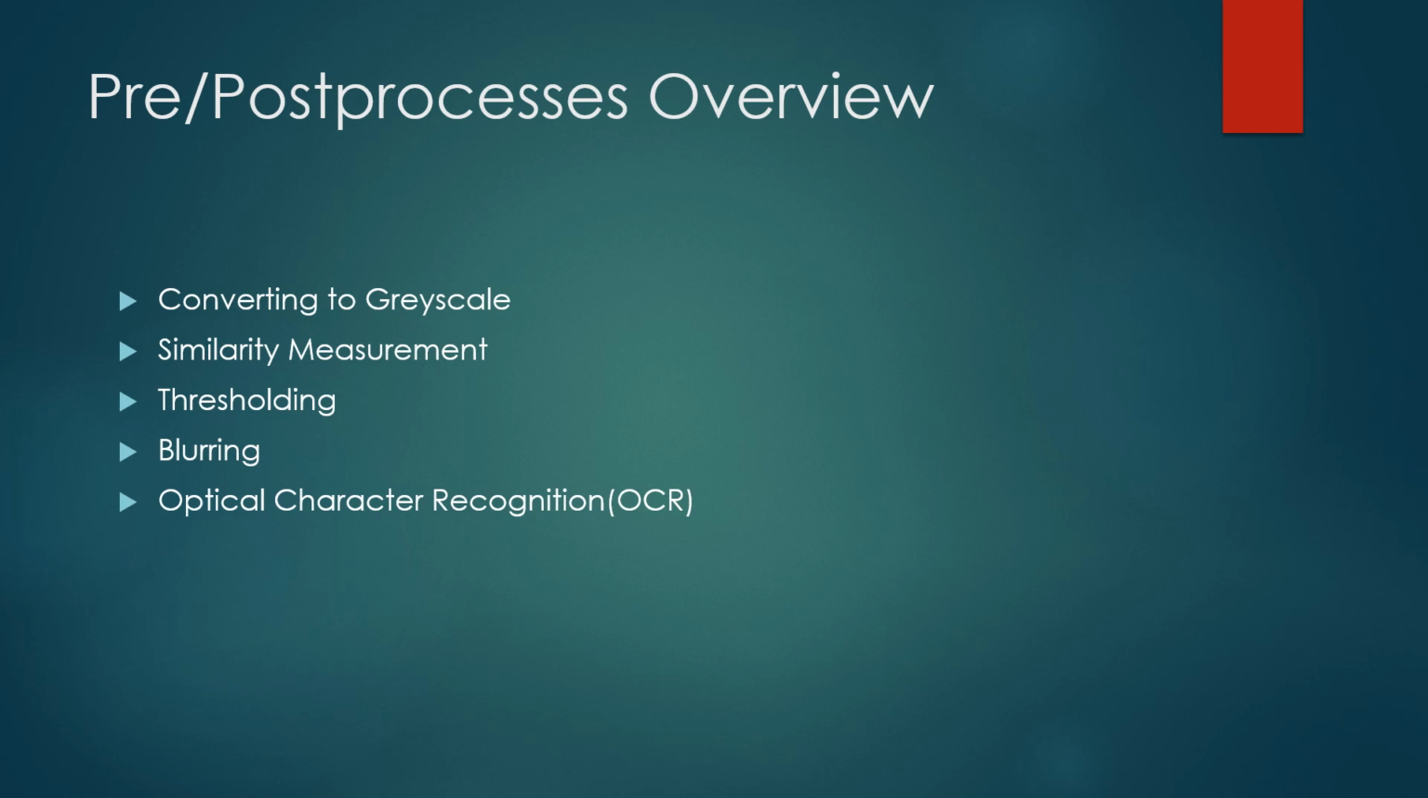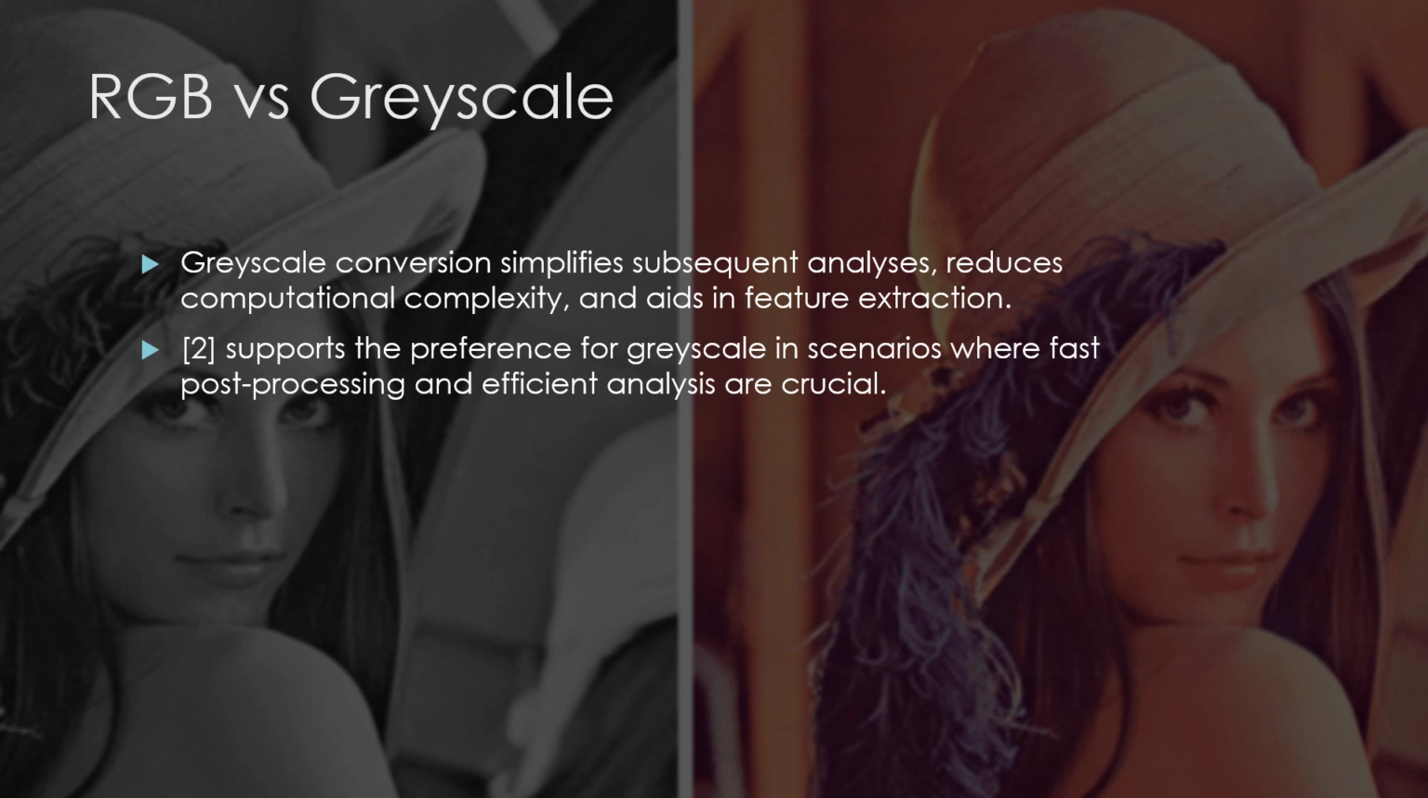This is an overview of the various pre/post processes that we look at in this paper. There is converting to grayscale, similarity measurement, thresholding, blurring, and optical character recognition. Converting from RGB to grayscale is necessary because it simplifies the image data, enhances computational efficiency, and allows for feature extraction.